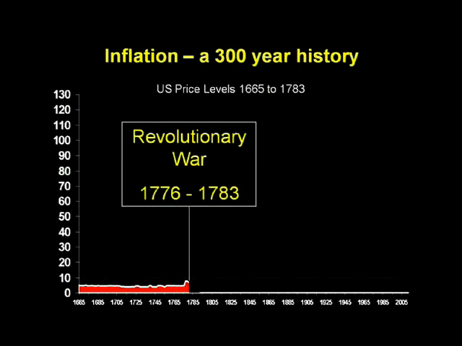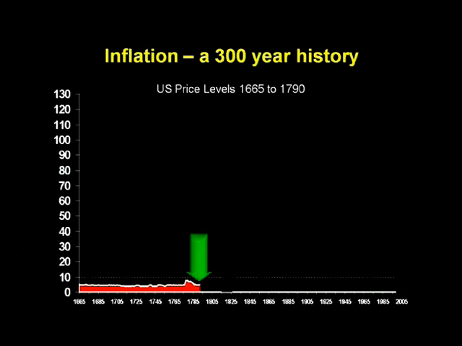Revolutionary War took the general price level from a reading of 5 to a reading of 8. After the war, the paper continentals were utterly rejected by the people, who strongly preferred gold and silver. Most interestingly, price levels promptly returned back to their pre-war levels.